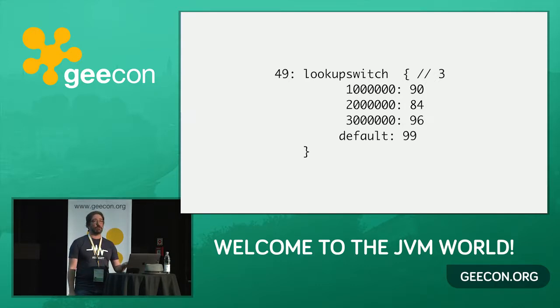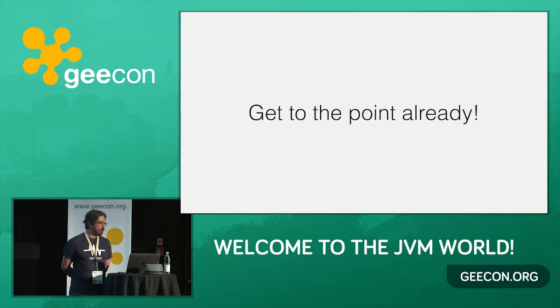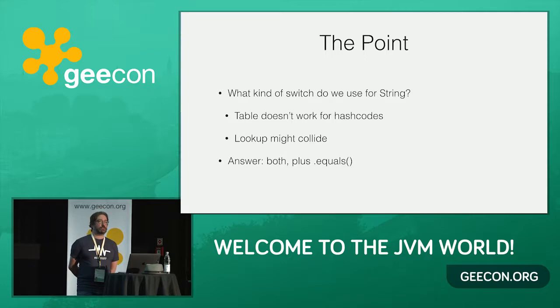So it's important to know when you're doing your switches that some of them are not going to be constant time. I just talked about that: O(1), O(log n), etc. So what kind of switch do we use for strings?